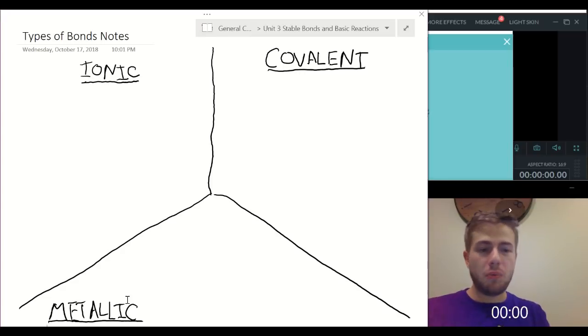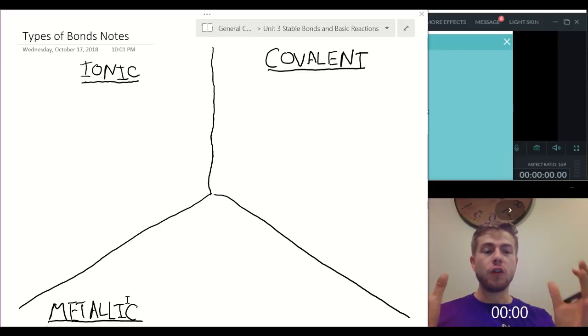Okay, so before we get talking about the nitty-gritty of each of these kinds of bonds, I want to talk about why they're important. Ionic, covalent, and metallic are all ways atoms can bond. Remember, the only reason atoms really do anything is because they want to be stable. They want that full octet.